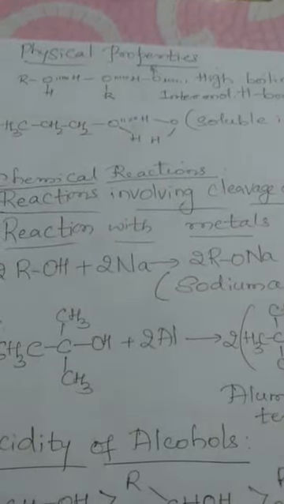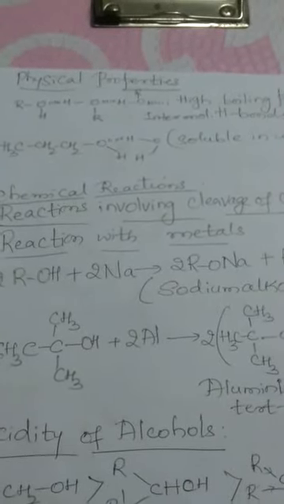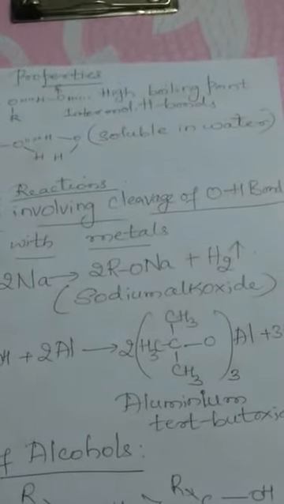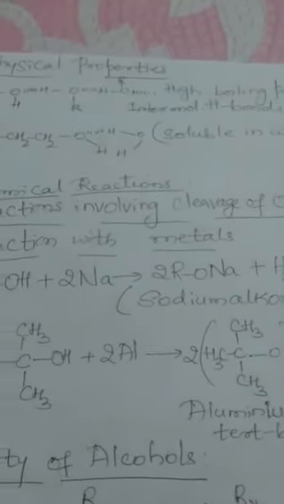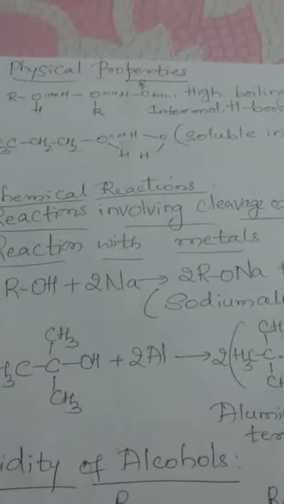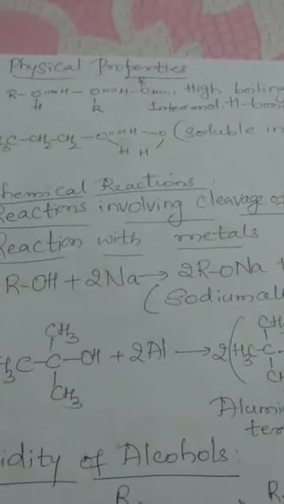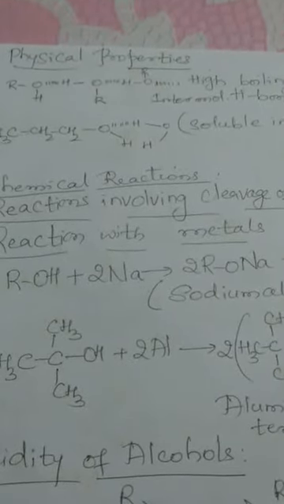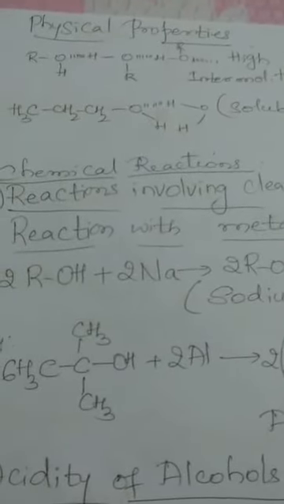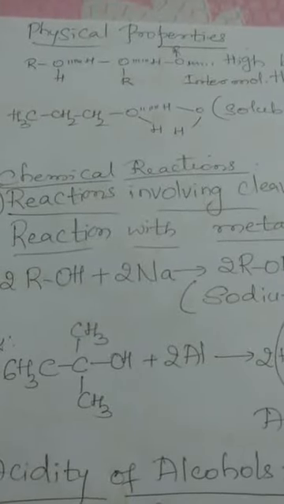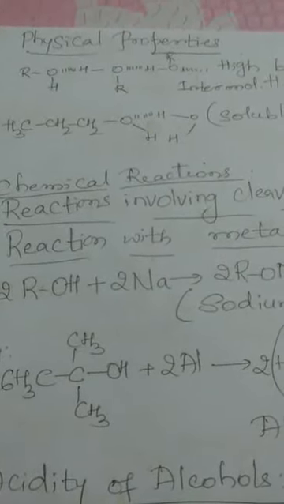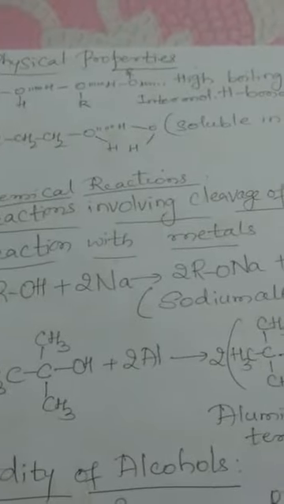Now the other physical property is that though they are organic compounds, they are completely miscible or soluble in water. This solubility in water is a special feature of alcohols, and it is the ability to form hydrogen bonds with water molecules which makes alcohols soluble in water. You can just look at the dotted lines there which indicate the hydrogen bonds. So these are the two important physical properties of alcohols which you need to remember.